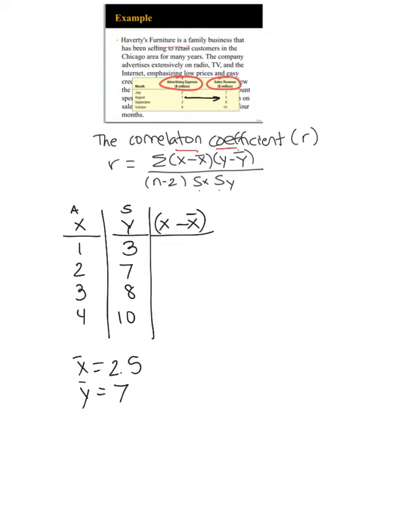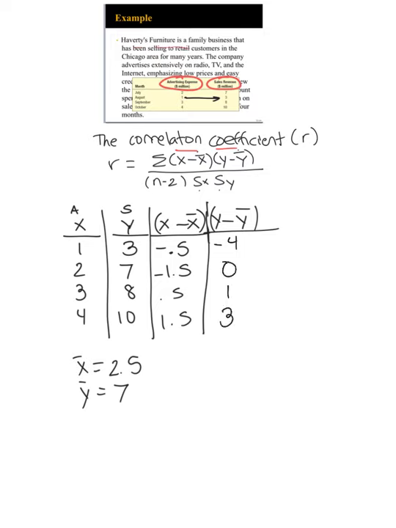So x minus x bar, and we'll create a column called y minus y bar, in order to capture all those values. The first one will be 1 minus 2.5, and we get negative 0.5, negative 1.5, 0.5, and 1.5. The deviations for y will be negative 4, 0, 1, and 3.